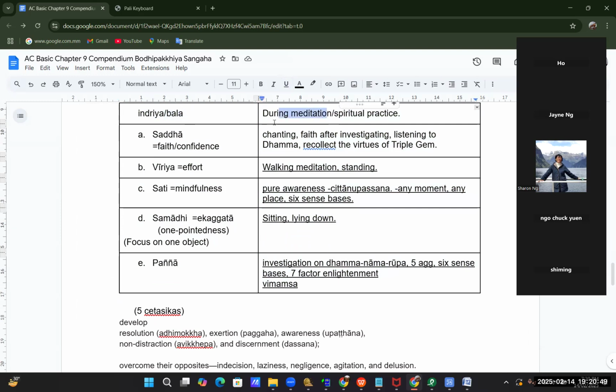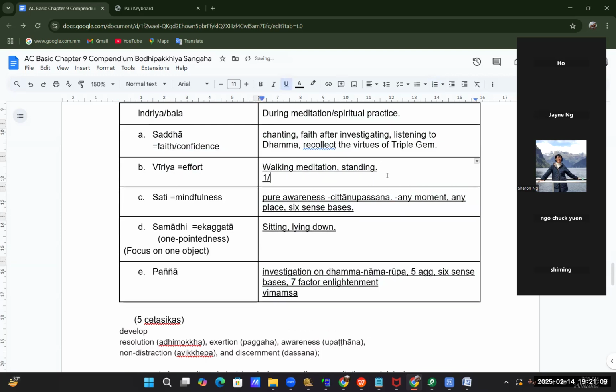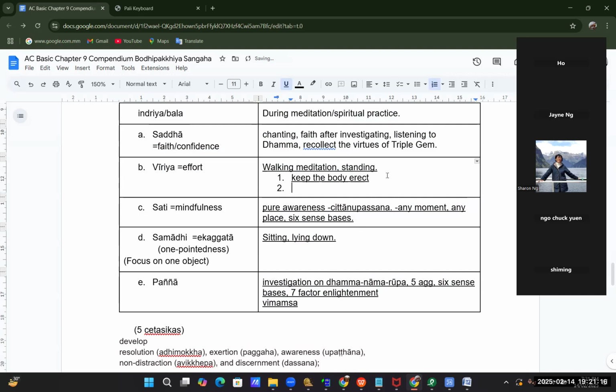During meditation or spiritual practice, you need to have faith, confidence, and then you need to have effort, through walking meditation and standing. Because when you are doing walking meditation and when you are standing, the effort is there. First, you need to keep the body erect. And second, if you are doing walking meditation, you need body movement. So definitely the effort is more compared to sitting or lying down. When you sit, your body is very relaxed. You just need a minimum, little bit of effort to keep the body straight. But walking meditation needs more effort, definitely.